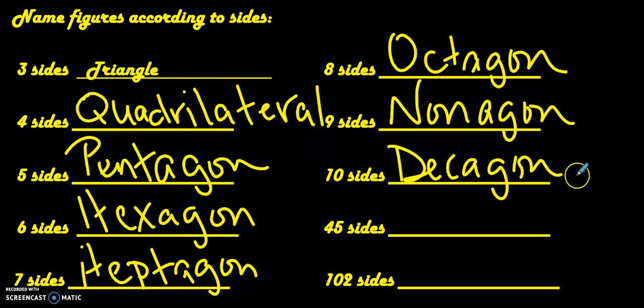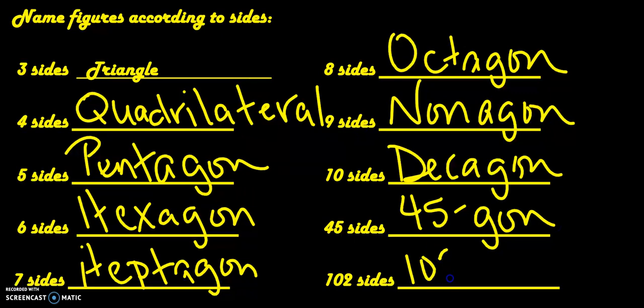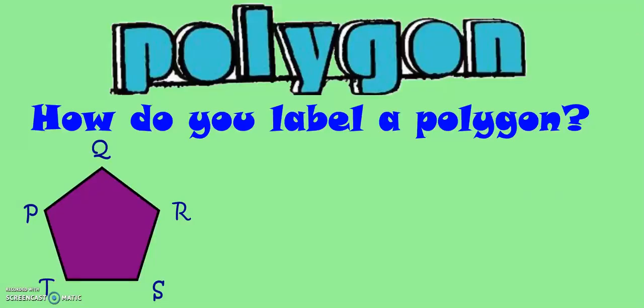So I'm not going to tell you what a 45-sided figure is or a 102-sided figure. You're going to find that out for me. But for right now, we're just going to call them a 45gon and a 102gon. But for the bonus points, I want their actual names.